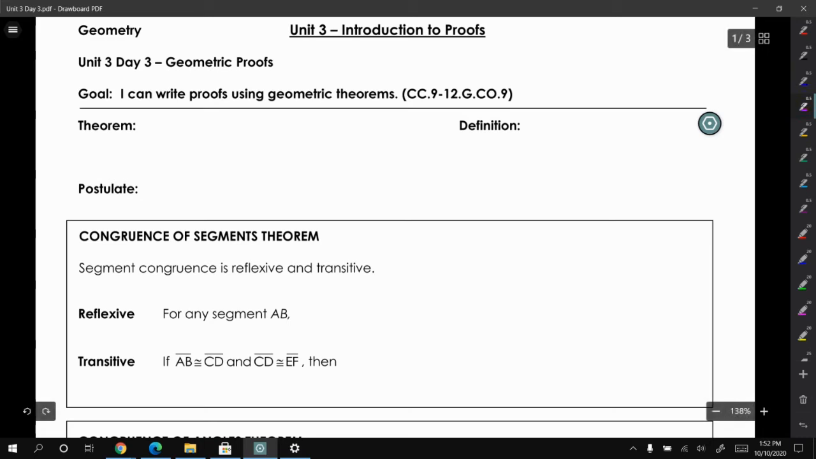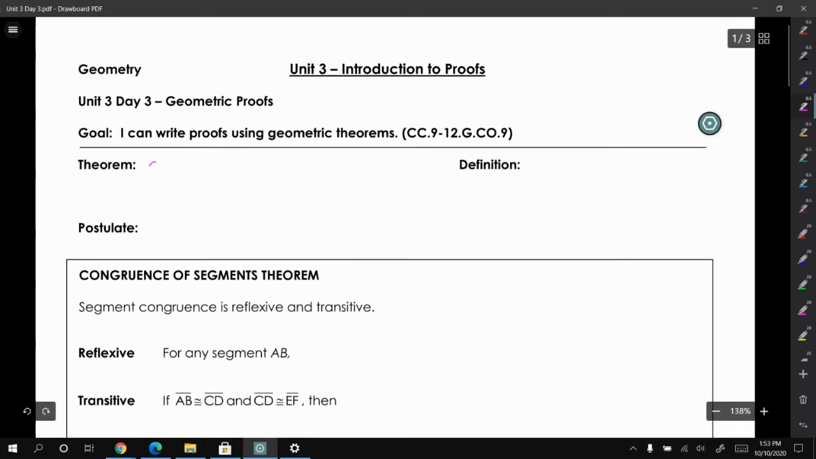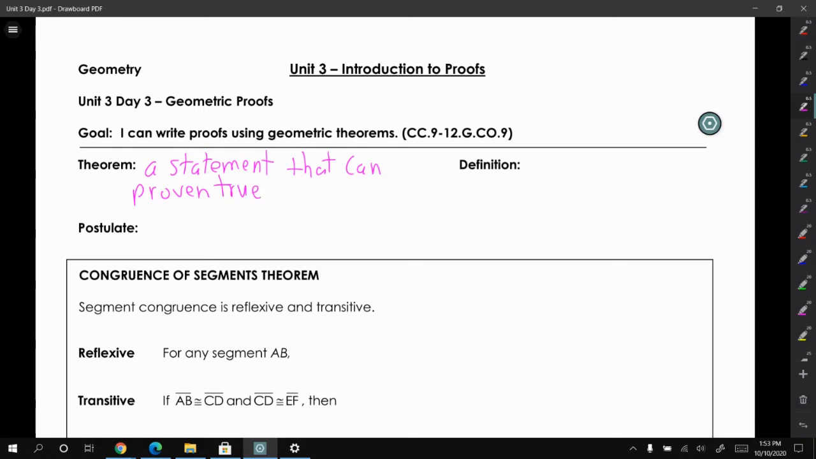So the first definition is a theorem. A theorem is a statement that can be proven true. And we've already talked about a couple of theorems earlier in the year, like the Pythagorean theorem.